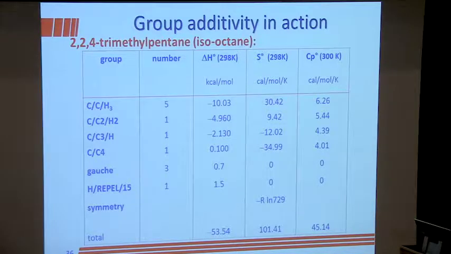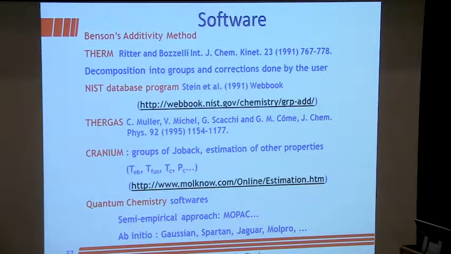We add up the sum of the contributions for the entropy. We subtract R log the symmetry number, and this is our total entropy for isooctane. And then the heat capacity at 300, this is just the 300 value. You can get all the other ones by just summing the contributions. And that's it. Then you get the total thermochemistry of the molecule.